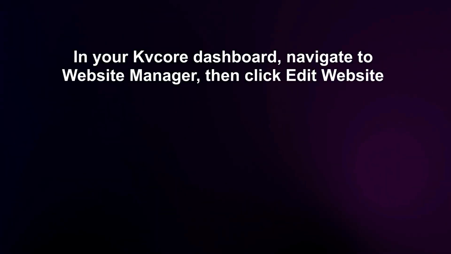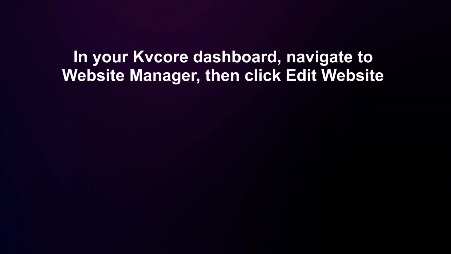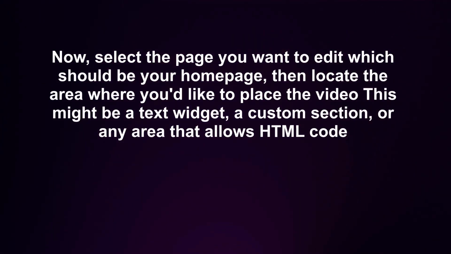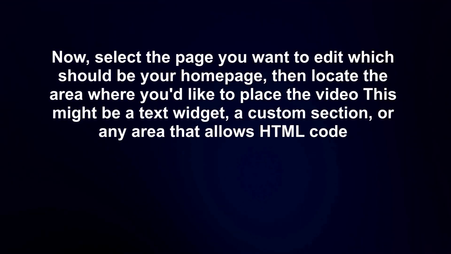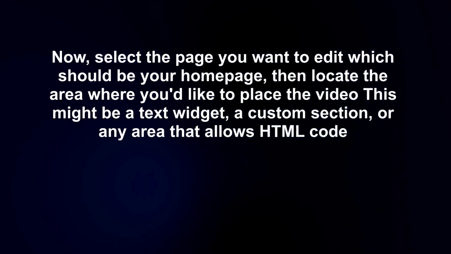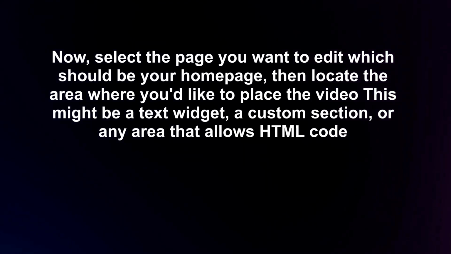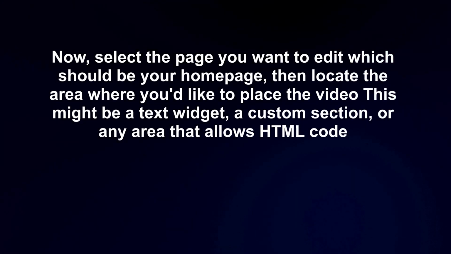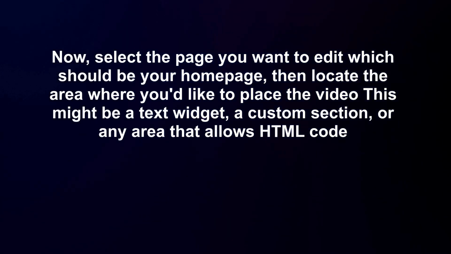In your Kvcore dashboard, navigate to Website Manager, then click Edit Website. Now, select the page you want to edit, which should be your home page. Then locate the area where you'd like to place the video. This might be a text widget, a custom section, or any area that allows HTML code.